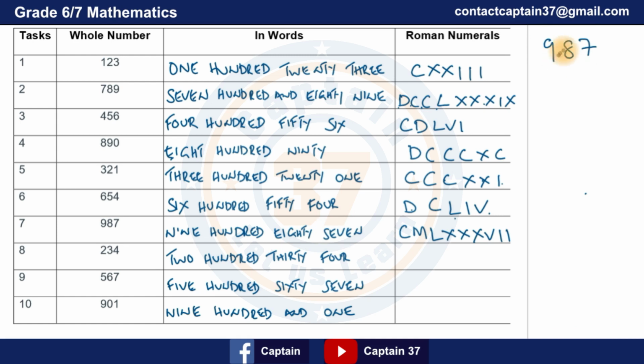987. The closest to this is 1000, and 1000 is represented by M. But 1000 is not what we want. We want 900. Therefore, we have to take away 100 from this particular 1000. And 100 is represented by what? 100 is represented by the letter C. Since it's going to be less than 1000, we write M and in front of the M, at the beginning, C.